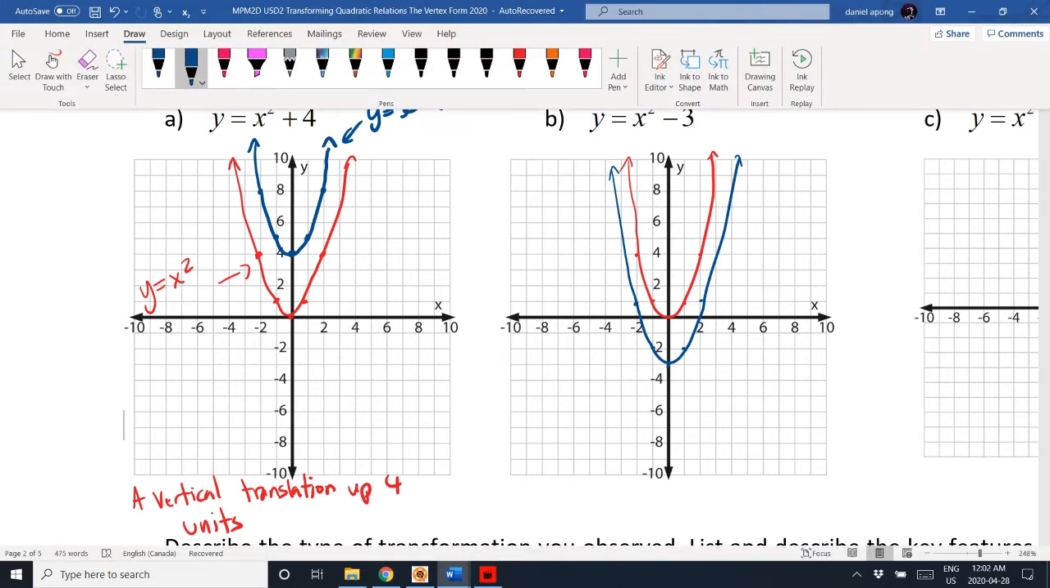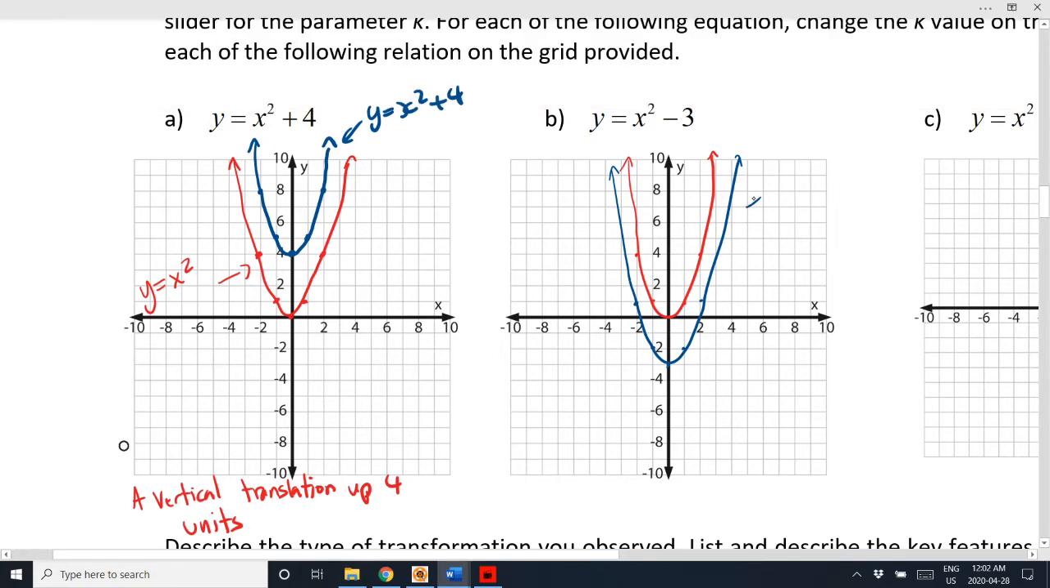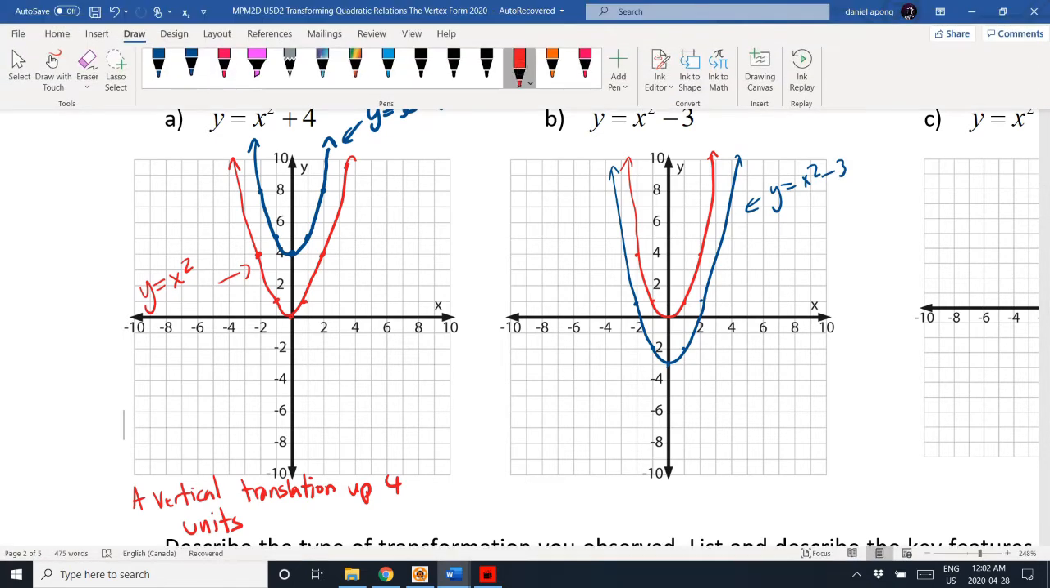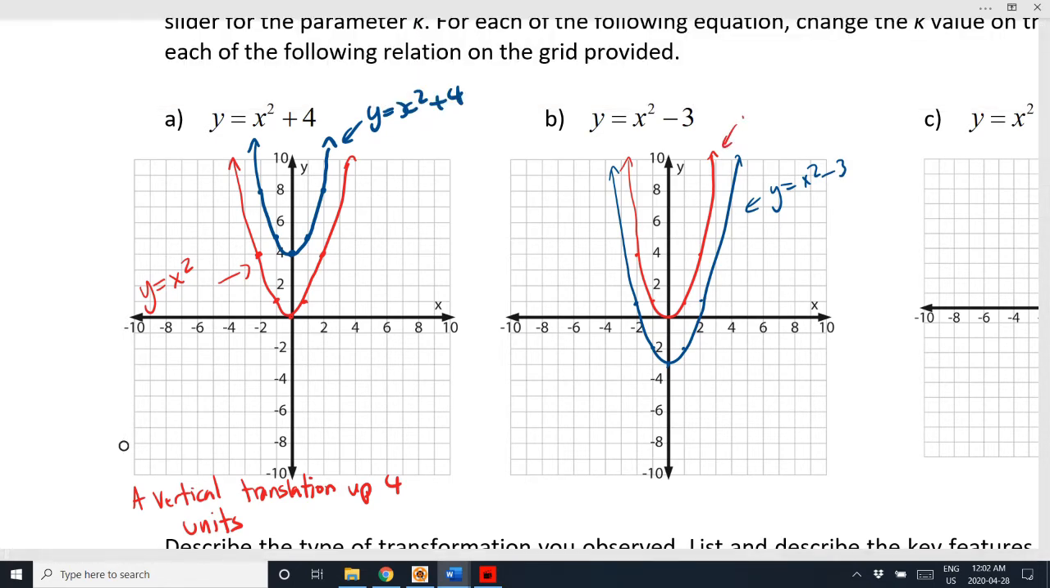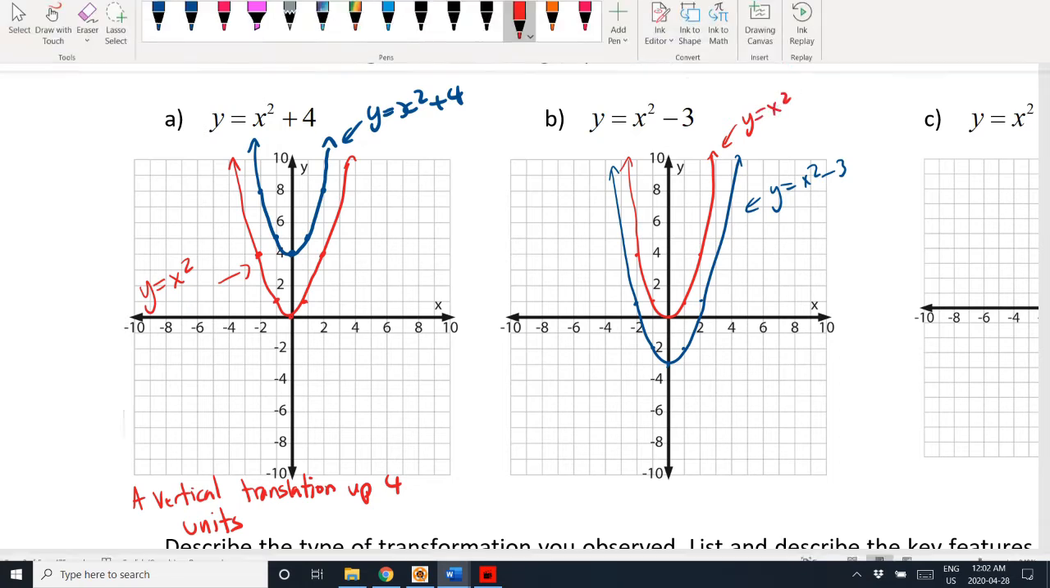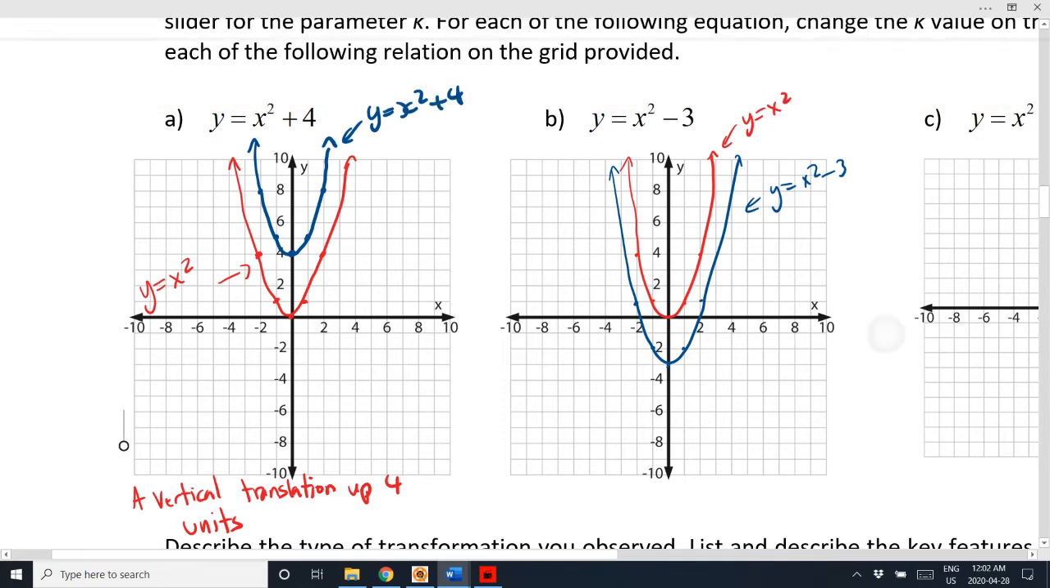So before we continue, let's just label these. This will be our y is equal to x squared minus 3. And the red here is going to be our parent function, y is equal to x squared. And so the way we would describe this is a vertical translation down 3 units.